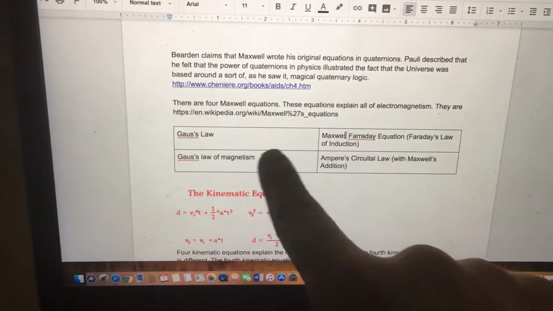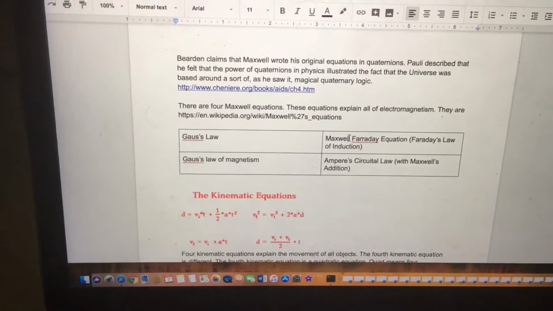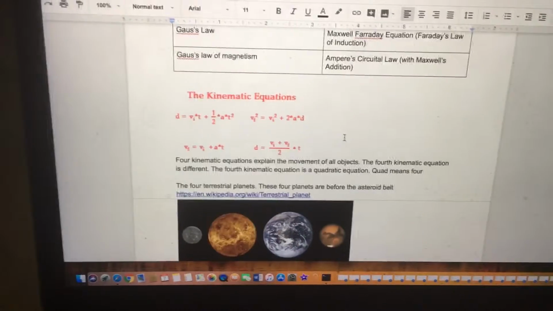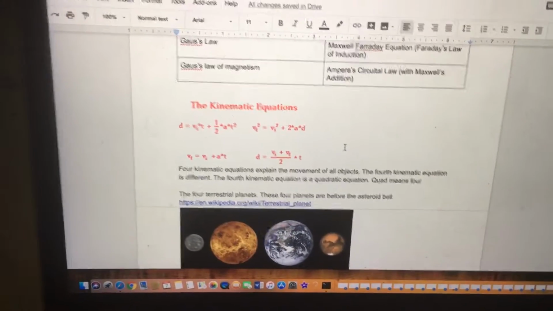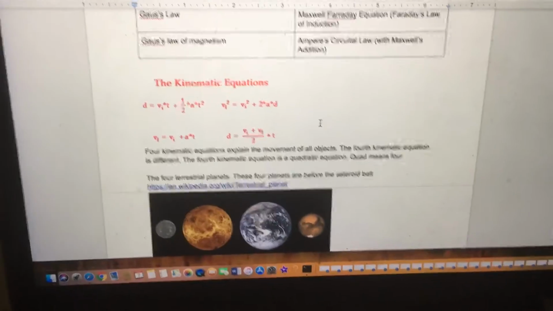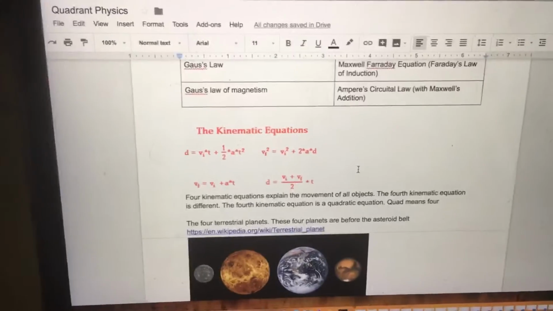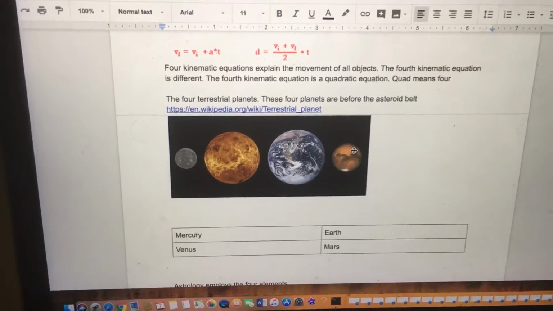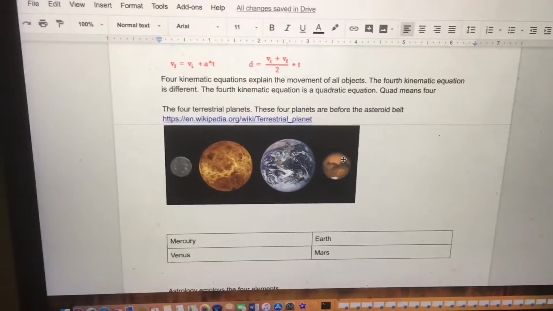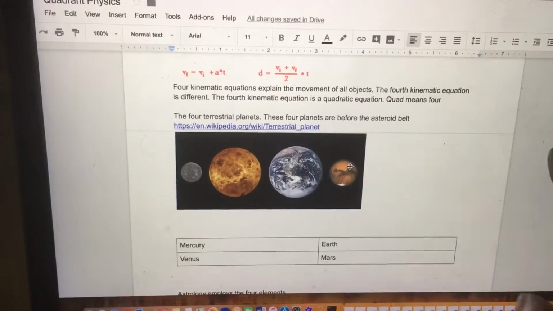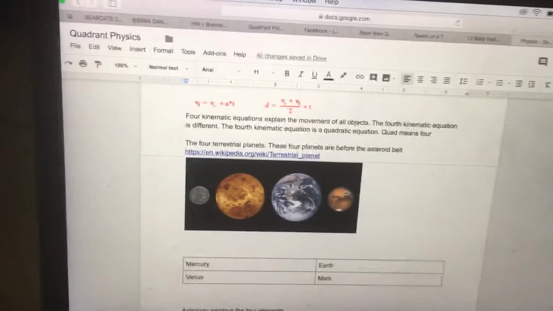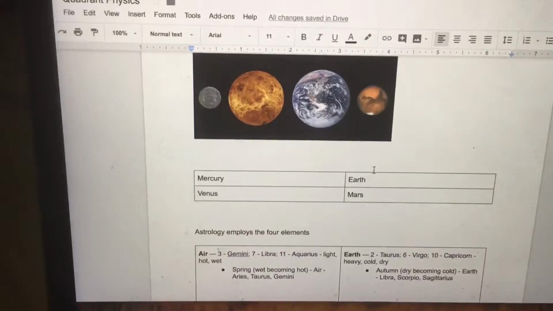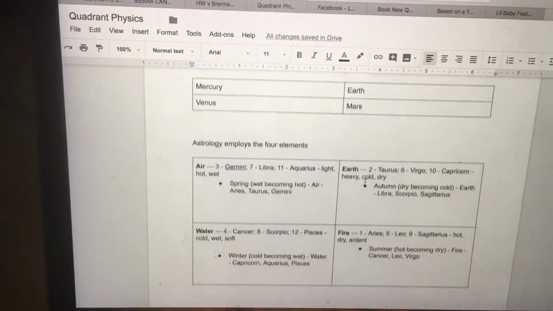So here are the 4 Maxwell's equations. They describe all of electromagnetism. Here are the 4 kinematic equations that I learned in physics 1A. These 4 equations can describe all of motion. Here are the 4 terrestrial planets. There are 4 terrestrial planets, and then there's an asteroid belt, and then there are 4 gas giant planets. The terrestrial planets are Mercury, Venus, Earth, and Mars.